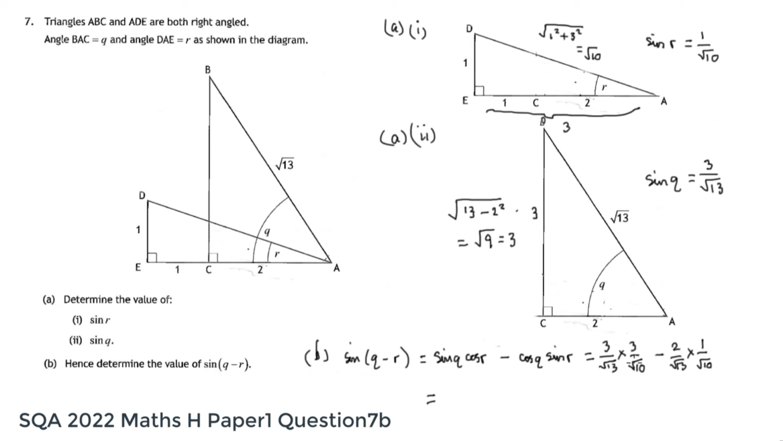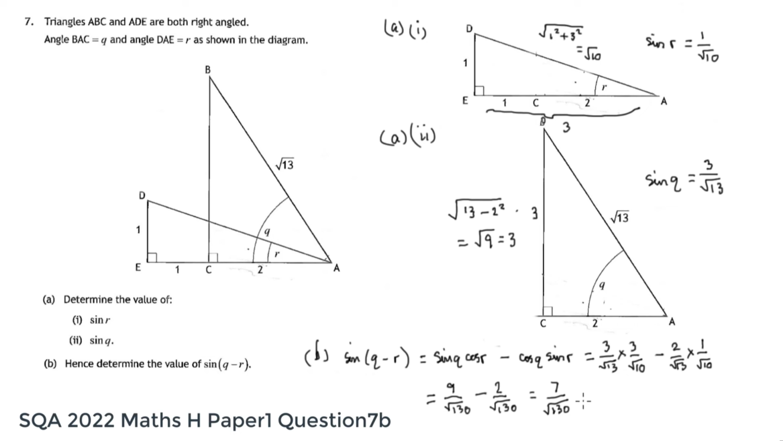Multiplying two fractions together, multiply the top numbers, bottom numbers. 3 times 3 is 9. Root 13 times root 10 is root 130. Minus 2 times 1 is 2. Root 13 times root 10 is root 130. Now, same denominator, so we've got 9 of these minus 2 of them. That would be 7 of them. So 7 over root 130.